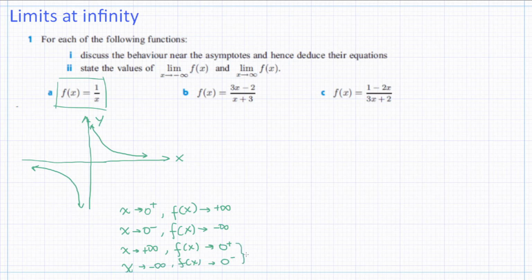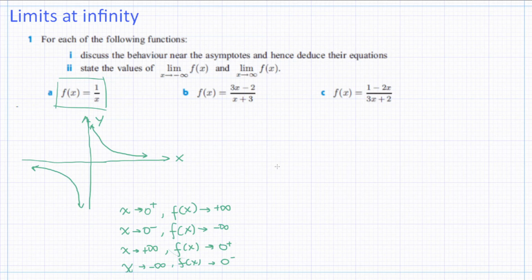Those values do not converge, because they're not the same point. If we had points going towards the same point and both limits were the same, then it would be converging, but here one is going towards positive infinity, the other one towards negative infinity. So we have here investigated the behavior near the asymptotes.